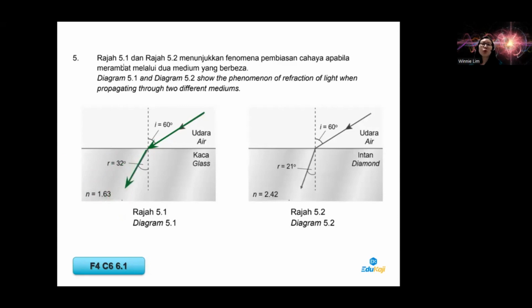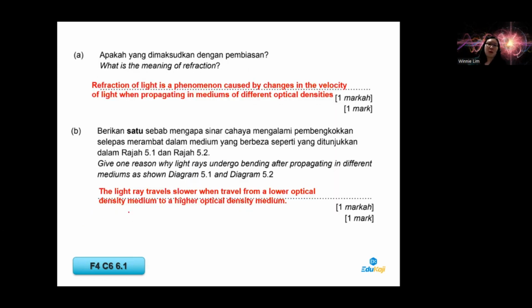Now they bend towards the normal because they are in a denser medium, an optically denser medium. So basically, the ray will slow down. This is how you explain that the light ray travels slower when traveling from a lower optical density medium to a higher optical density medium.